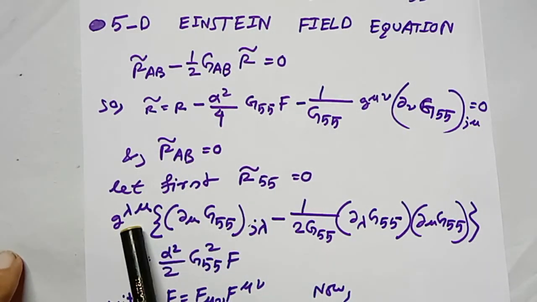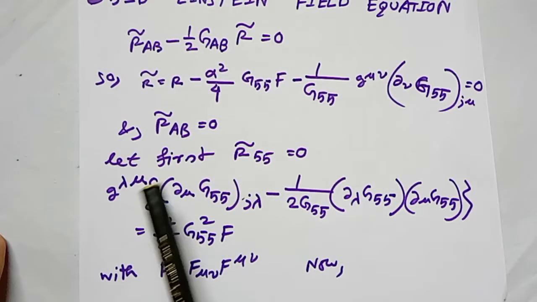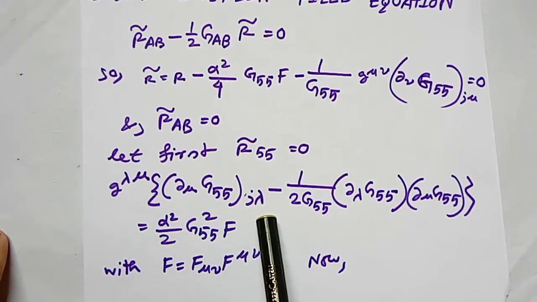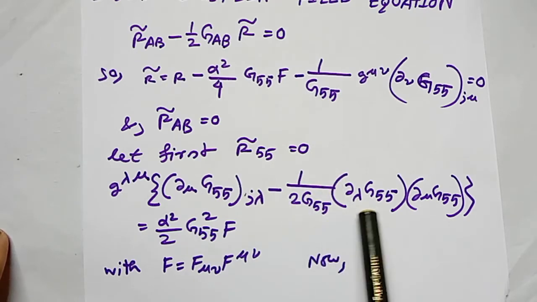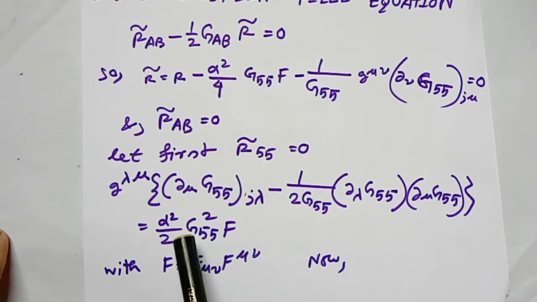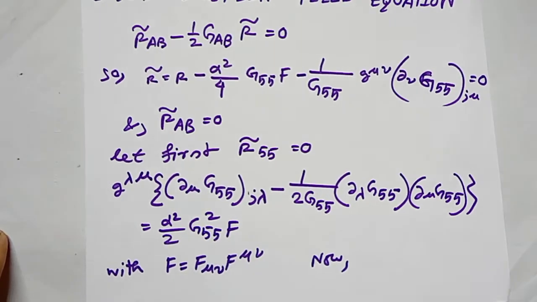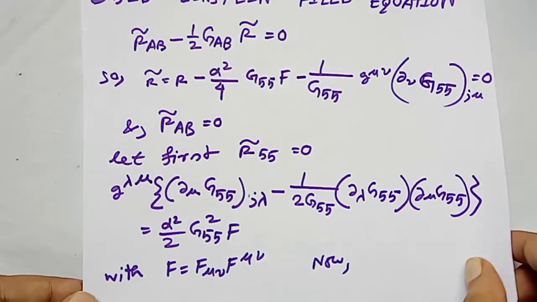Now we have g lambda mu del mu g 5 5 with covariant derivative with respect to lambda, minus 1 divided by half g 5 5 del lambda g 5 5 del mu g 5 5, alpha square divided by 2 g 5 5 square F, where F is F mu nu. This is the written F equal to A mu nu.